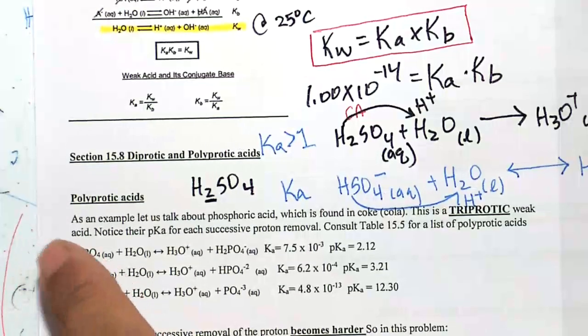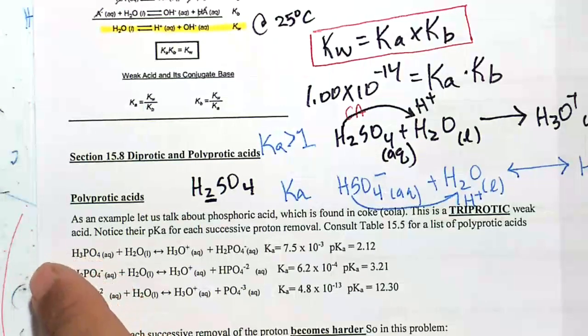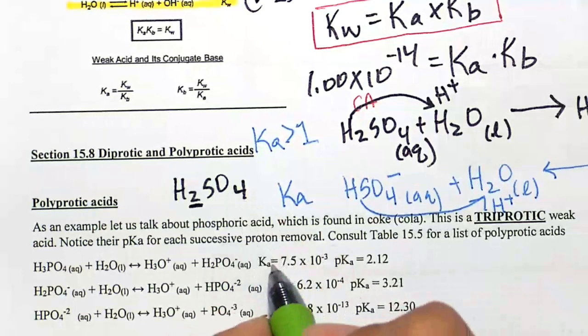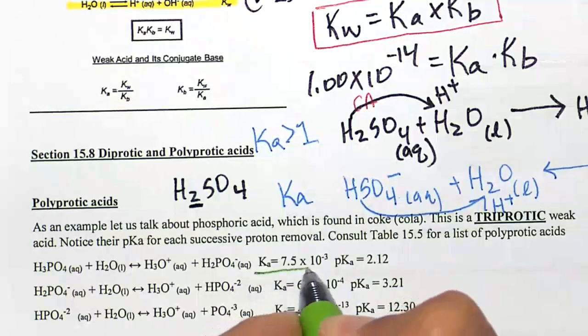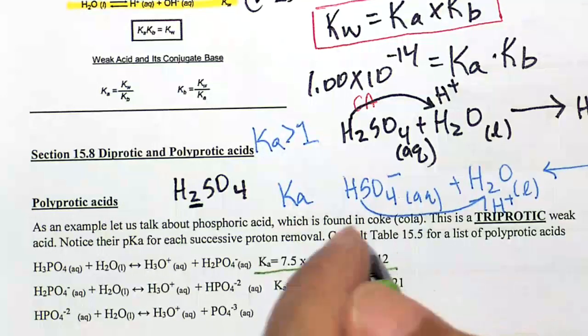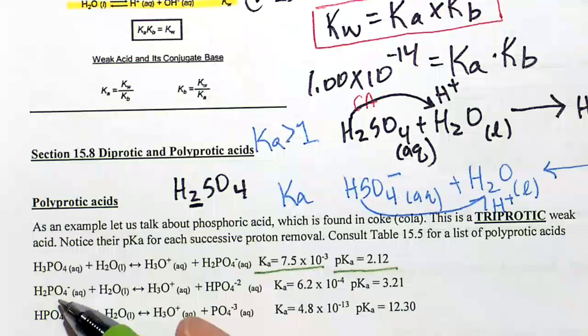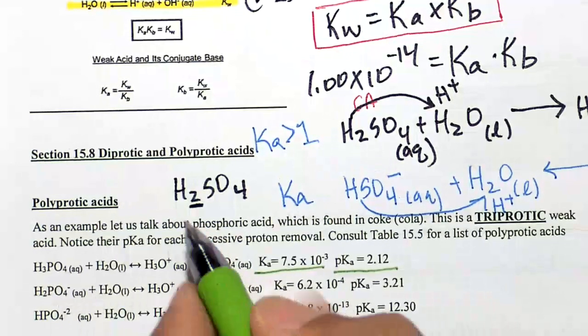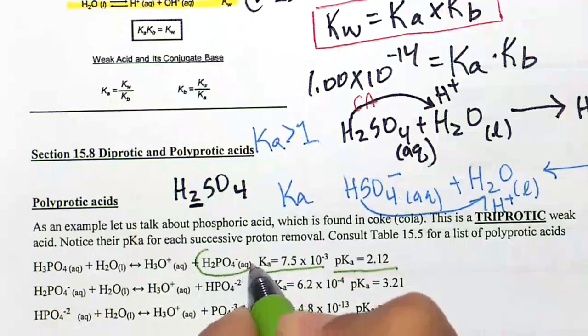Okay, but how many protons can this acid give off? Three. So it's a triprotic acid. Let's look at the three reactions here. The first reaction has a Ka of 7.5 times 10 to the minus 3, pKa of 2.12. Is that strong or weak? Compared to the other ones, it's strong.